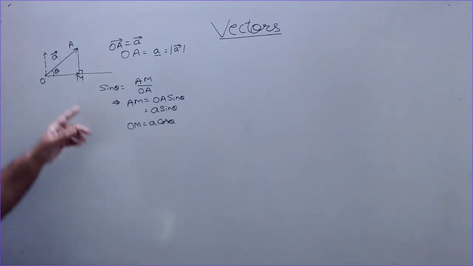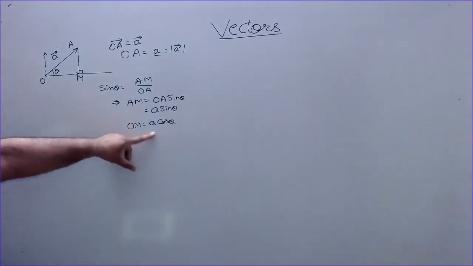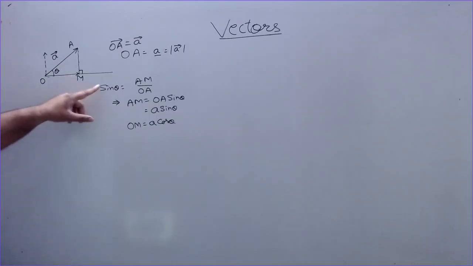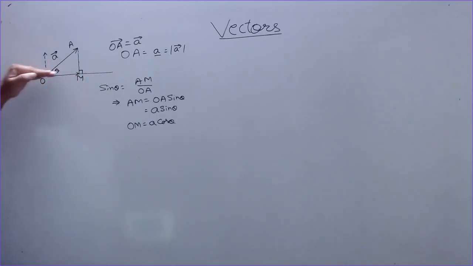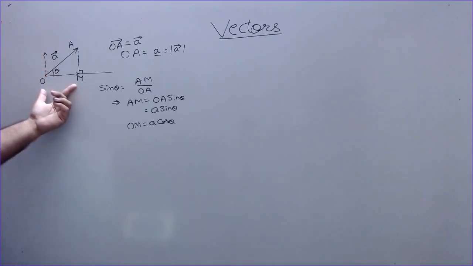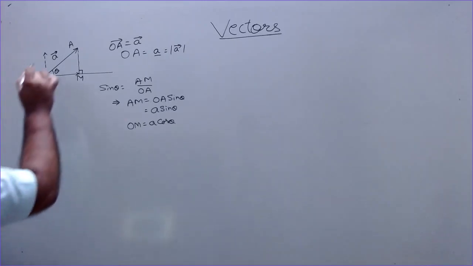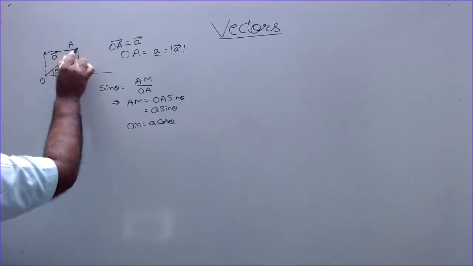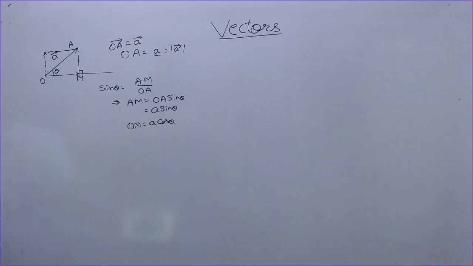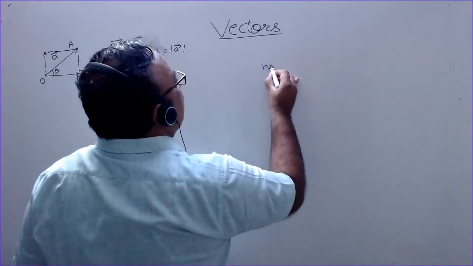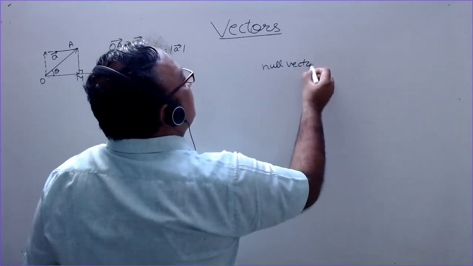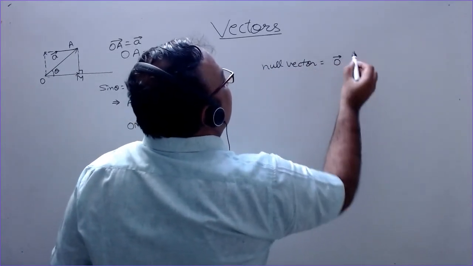So A cos theta is called the horizontal component of the vector. A is the magnitude of the vector, and theta is the angle from this x-axis. If you take theta from the y-axis, this will be the cos component and this will be the sine component, and A sine theta is called the sine component of the vector. So this is how we take the components of a vector. If a vector has zero magnitude, it is called a null vector, written as 0.